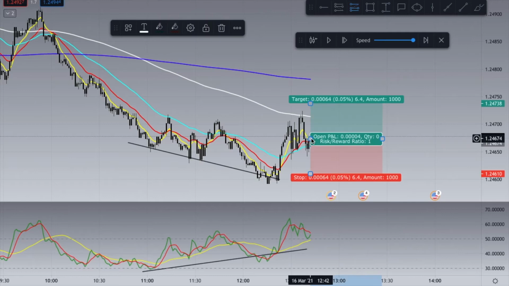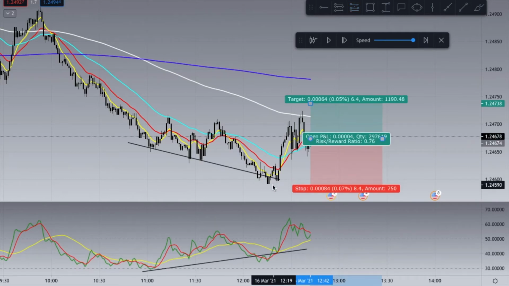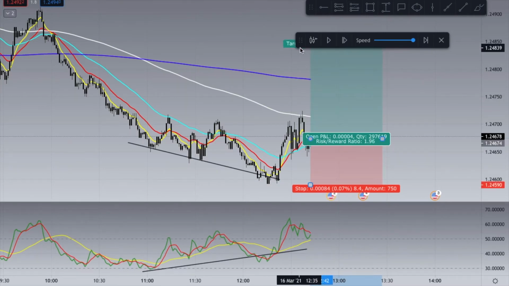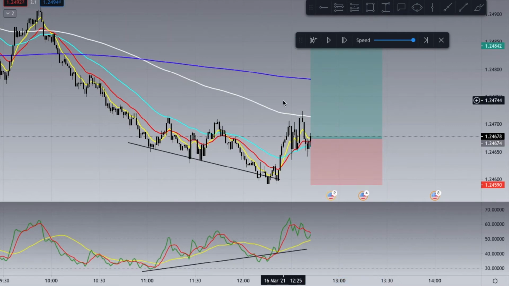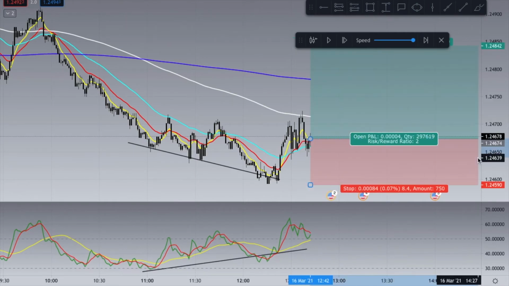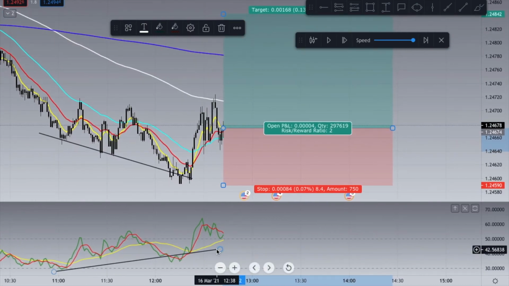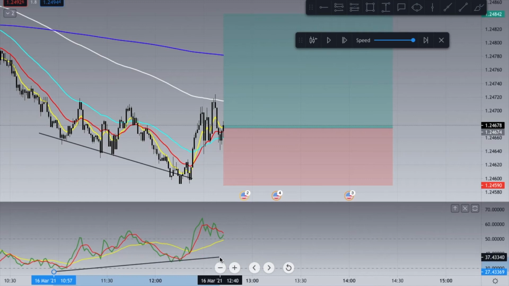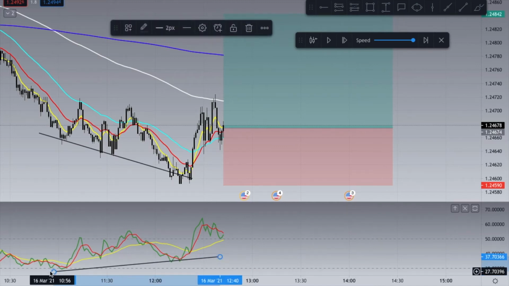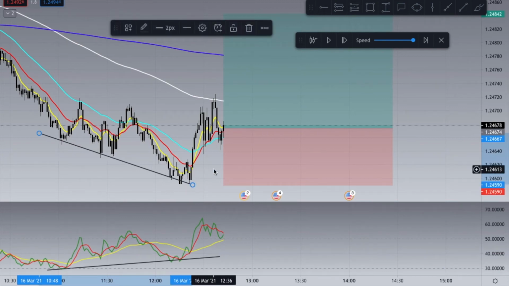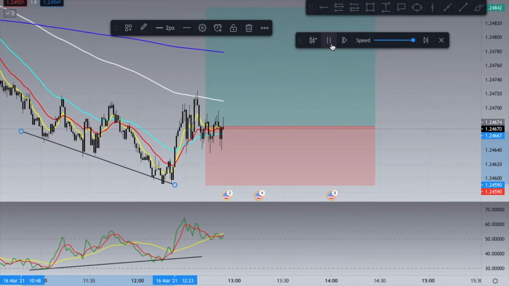I entered around here. My stop is just a little bit lower than the low, and I'm going for about 2R in this trade. Might not get it, but that's what I was going for as per the rules of this strategy, right? So let me adjust this a little bit. Yeah, as you guys can see, I'm just gonna play this.